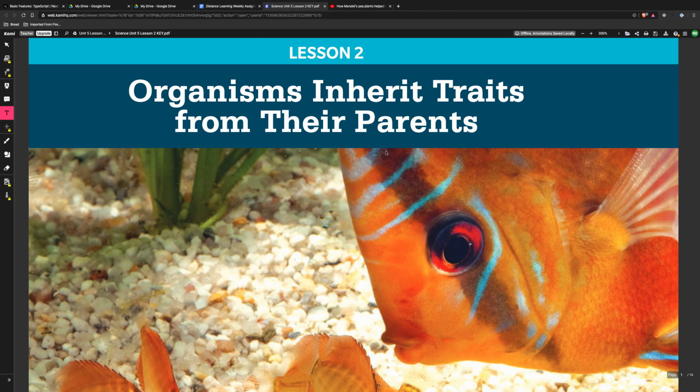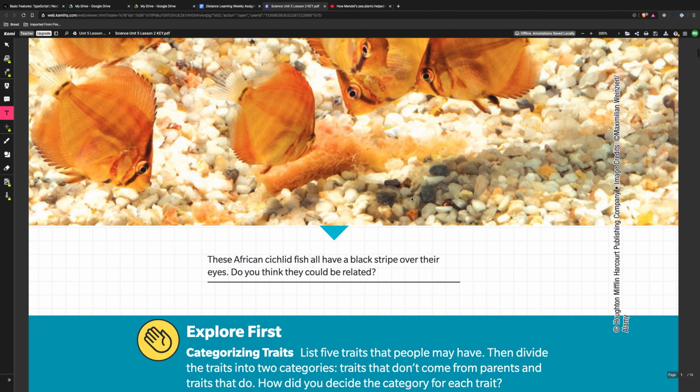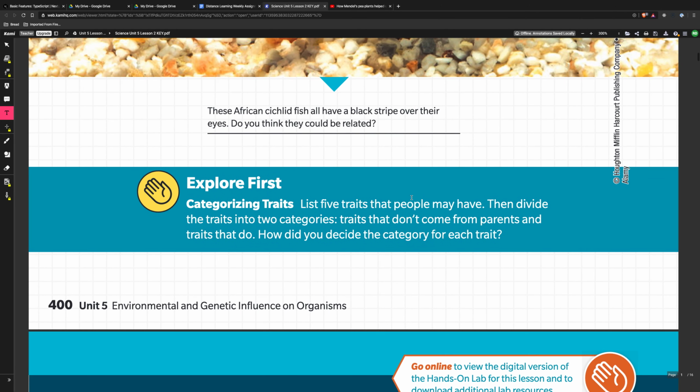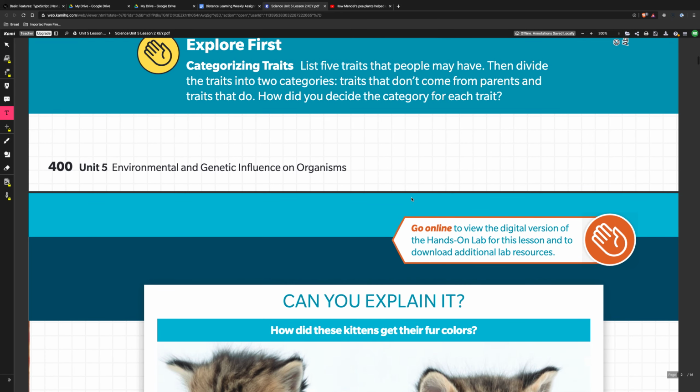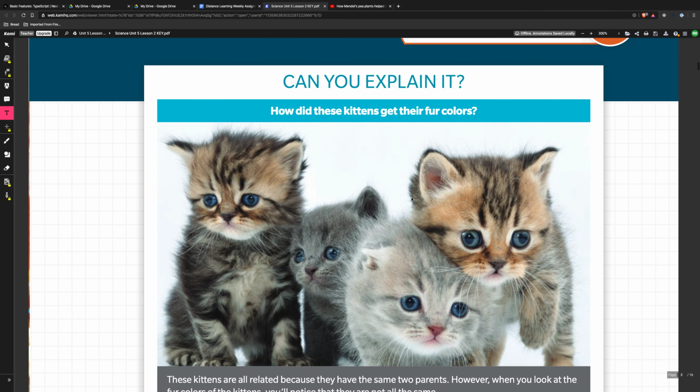Okay, we're recording. So this is lesson 2 of Unit 5, and it's on organisms inheriting traits from their parents. This is actually pretty cool. I think the first time I learned about this was long ago. You'd learn about this in high school. It's really the first time I remember learning about this, so it's cool that we're learning about it already.